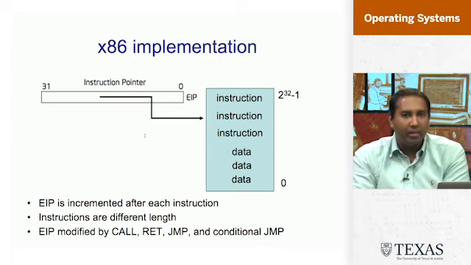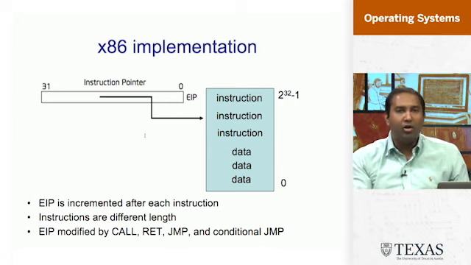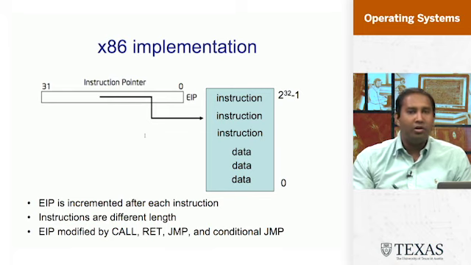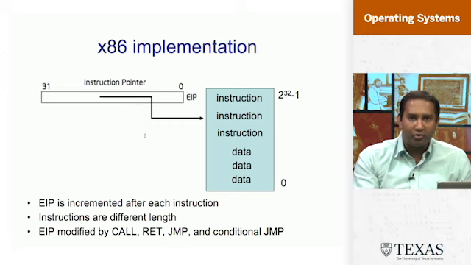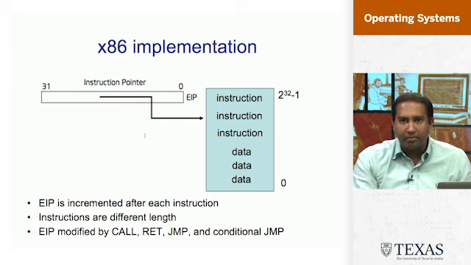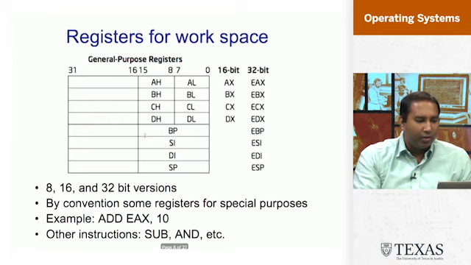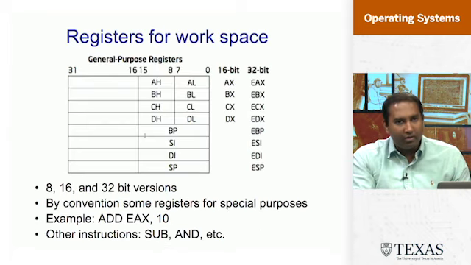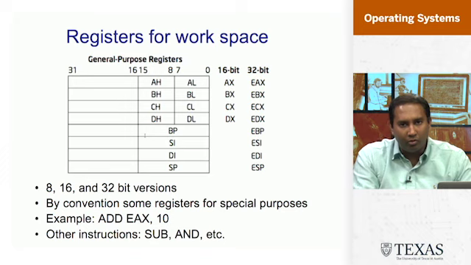Right? And every time you do a call, which means you're calling a different function, or you're returning from a function, or you're jumping to a different point in the code, for example using goto, these things all change the instruction pointer, right?